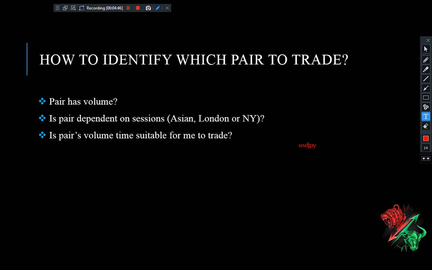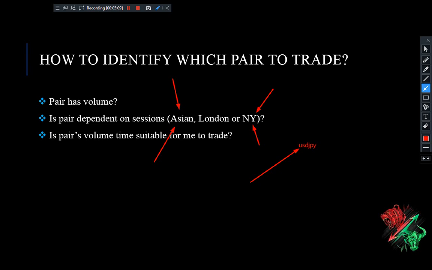So if we talk about USD JPY, it is open in the Asian and New York sessions, so it has volume in both. I live in Pakistan, so here the Asian session is around 5 a.m. in the morning, and the New York session is 5 p.m. in the evening.